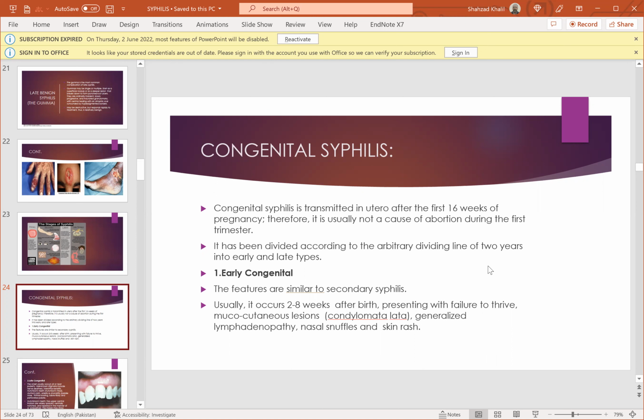It has been divided according to an arbitrary division line of 2 years into early and late types. The early congenital syphilis features are similar to secondary syphilis. Usually, it occurs 2 to 8 weeks after birth, presenting with failure to thrive, mucocutaneous lesions, which is called condyloma lata, generalized lymphadenopathy, nasal snuffles, and skin rashes.